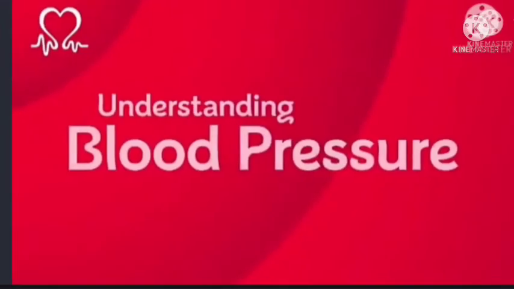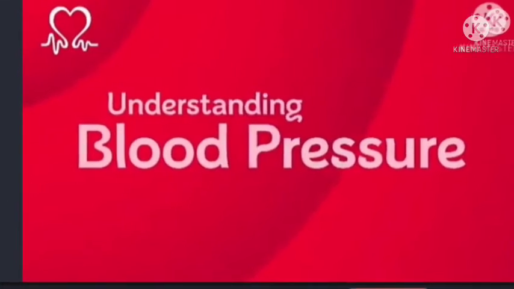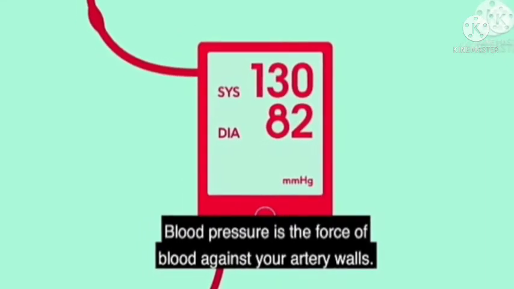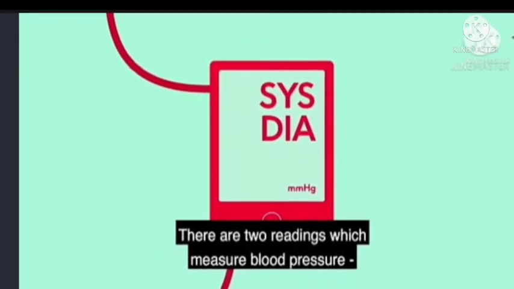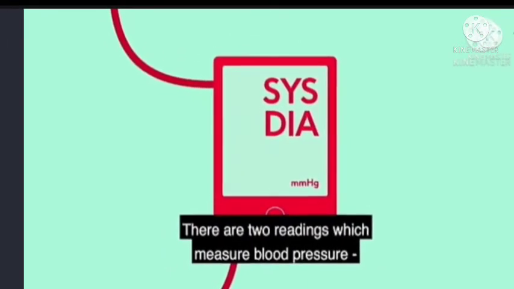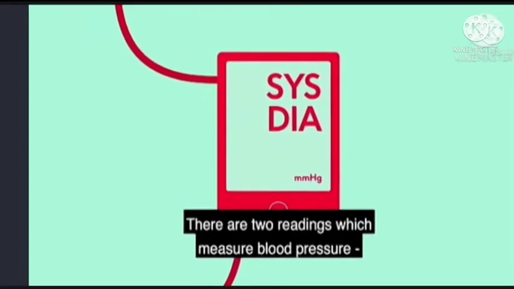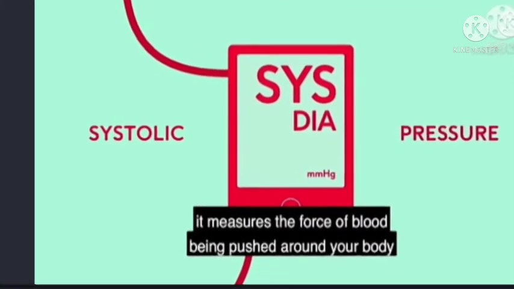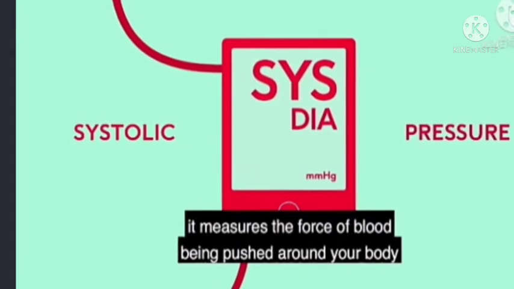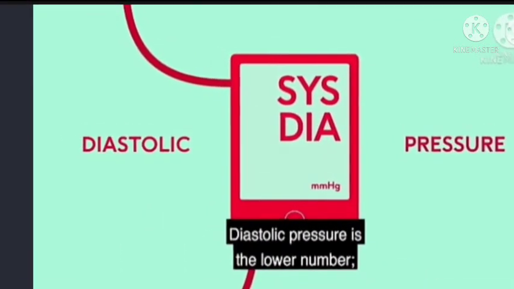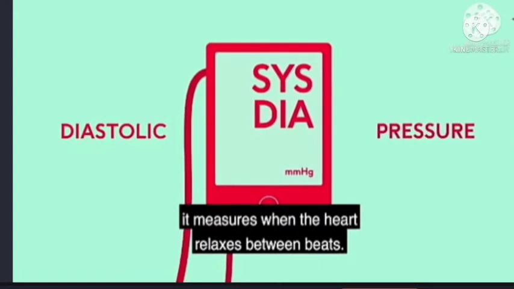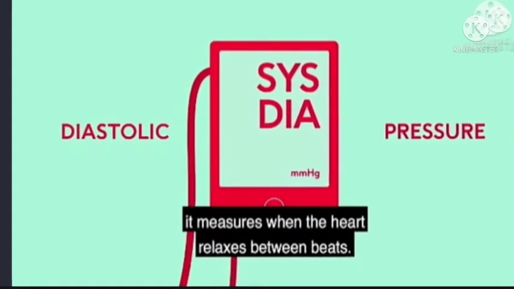Now we can discuss blood pressure. Blood pressure is the force of blood against your artery walls. And there are two readings which measure blood pressure. Systolic pressure is the higher number. It measures the force of blood being pushed around your body when your heart contracts. Diastolic pressure is the lower number. It measures when the heart relaxes between beats.